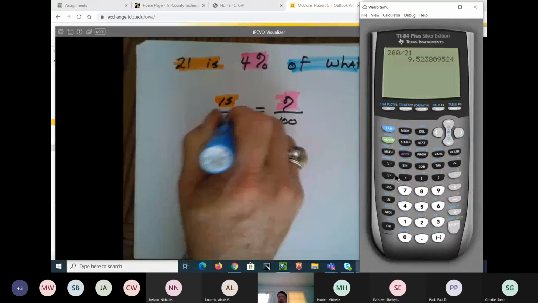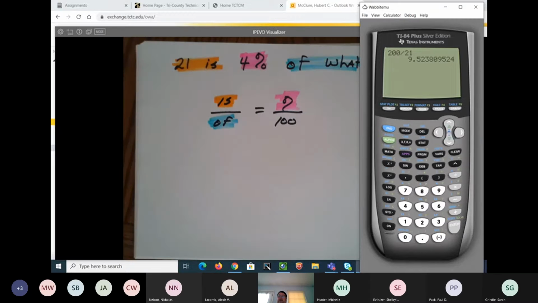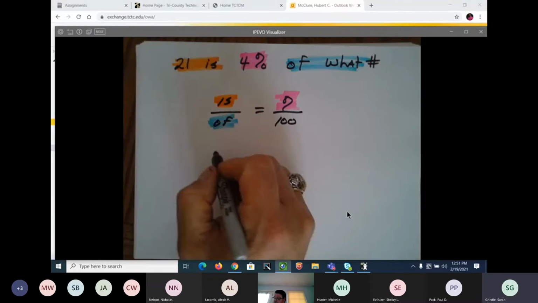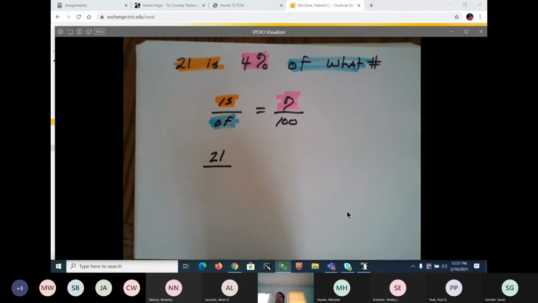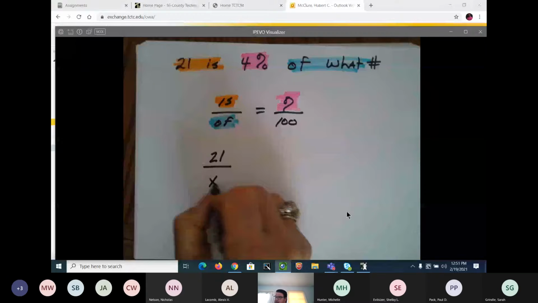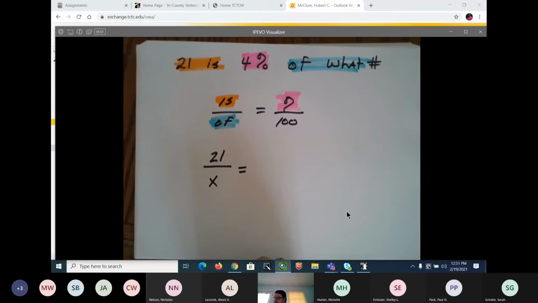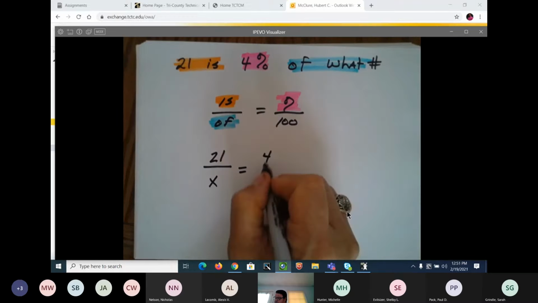Tell me where everything goes. Somebody tell me what goes in the is spot. 21. I'm sorry, speak up. 21. I can't understand mumble. Somebody tell me what goes in the of spot. That means I want you to interact. X. What goes in the percent spot? 4. And you're done.